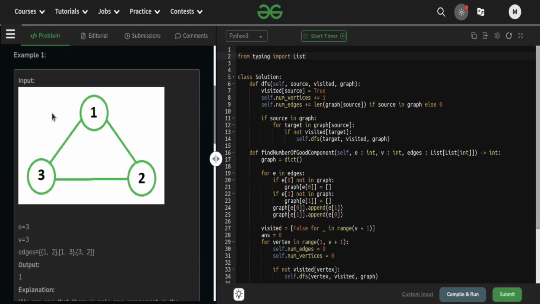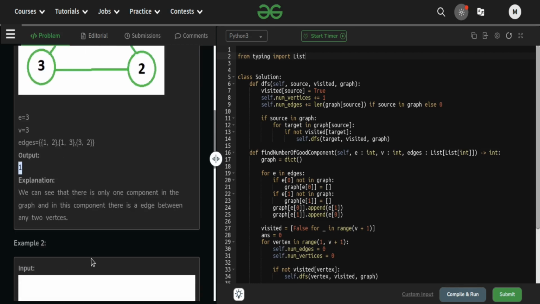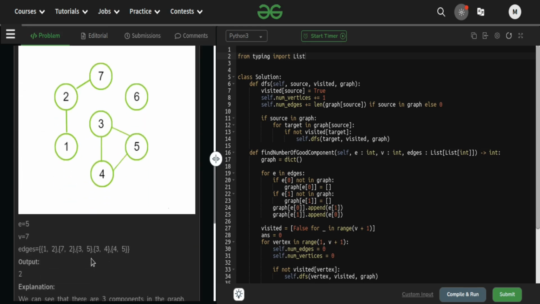So for instance, this is a graph which is given to us, and as you can see, there is just one component of this graph which is fully connected, because of which we are returning 1 as an output. Similarly, in the second example, there are three components of the graph. 1, 2, 7 is one component, 6 alone is one component, and then 3, 4, 5 is another component. Out of these three components, 3, 4, 5 and 6 are fully connected, because of which the number of fully connected components is 2, and that is why we are returning 2 in this particular case. So that's about the problem statement, folks.